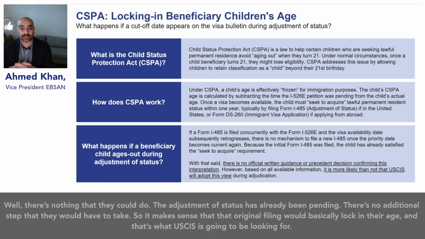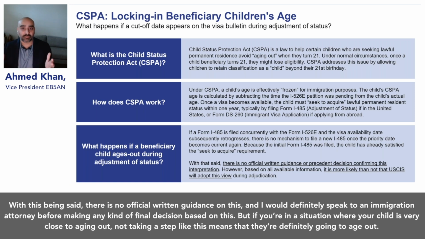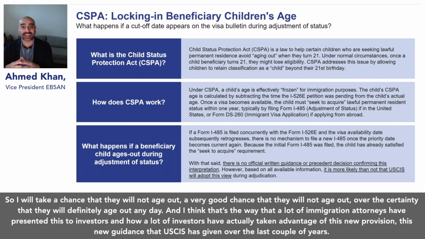And that's what USCIS is going to be looking for. With this being said, there is no official written guidance on this, and I would definitely speak to an immigration attorney before making any final decision based on this. But if your child is very close to aging out, not taking a step like this means they will definitely age out, right? So I will take a very good chance that they will not age out over the certainty that they will definitely age out any day.